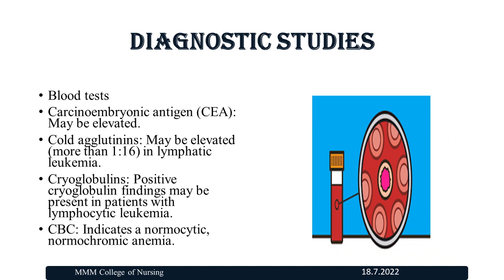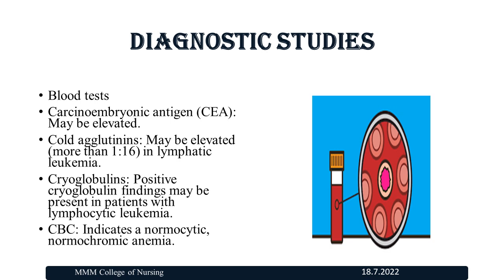Then we'll see what the diagnostic studies are. Usually in the blood test, carcinoembryonic antigen may be elevated, CEA will be elevated. Cold agglutinins may be elevated more than 1:16 in lymphatic leukemia. Then cryoglobulins, it is positive. Cryoglobulins findings may be present in the patient with lymphocytic leukemia.